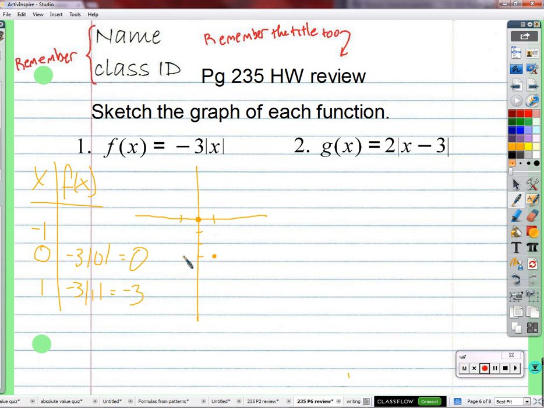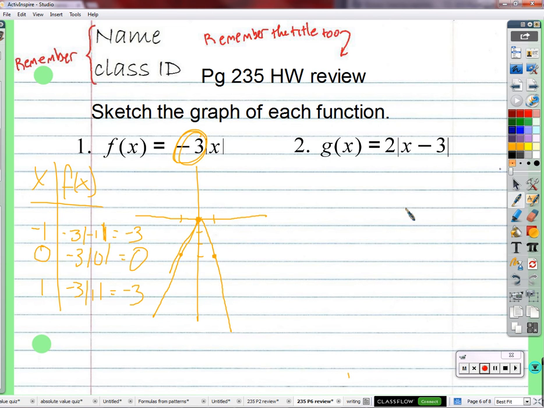I also should know that there's a point in there, but if I wasn't sure, I could plug in negative 1. The absolute value of negative 1 is 1. Negative 3 times 1 is also negative 3. So we know it's centered around 0. It opens downward, and it's got 3 times as big a slope. The right side of it, as Grace said, has a slope of negative 3.